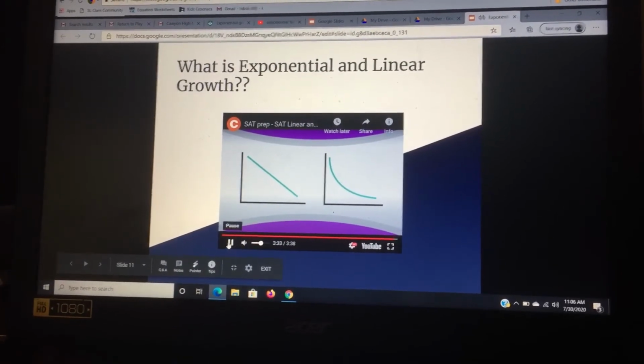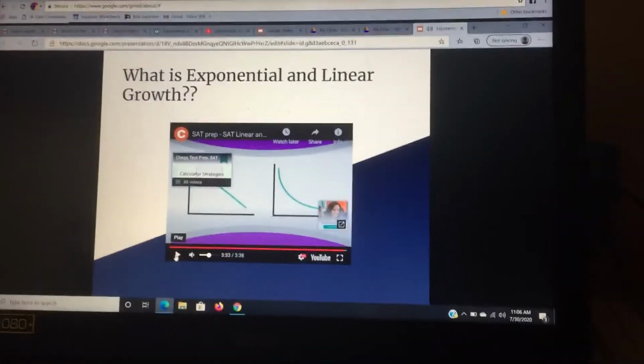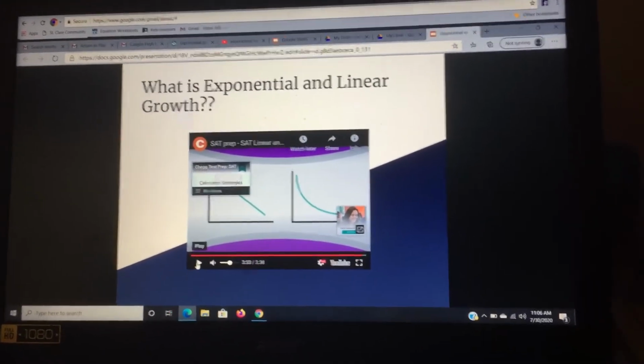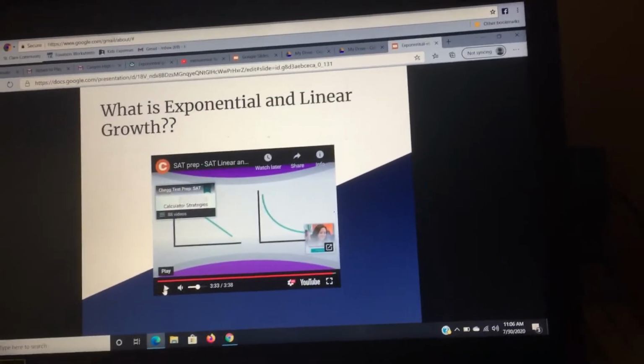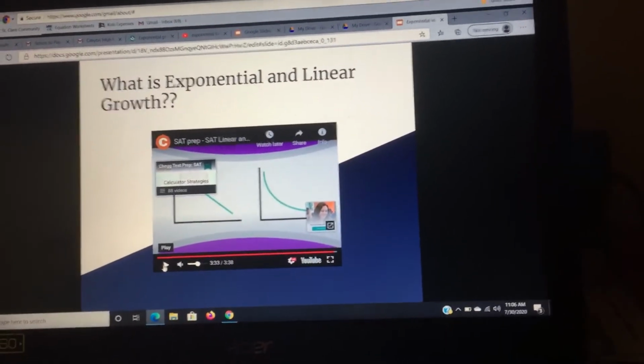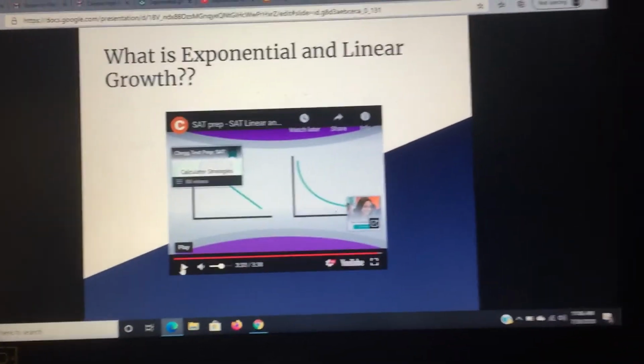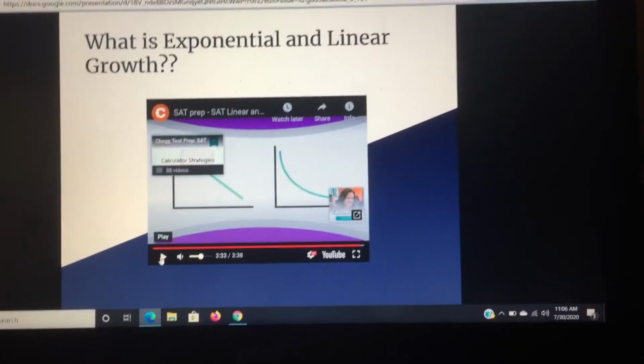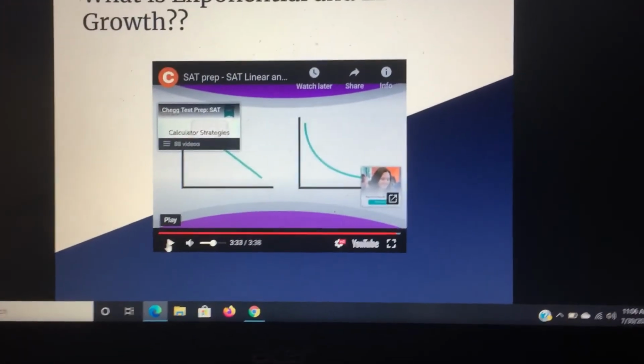Now, okay, they're going a little further into exponential and linear decay, which we're not quite there yet. That'll be a little bit later.